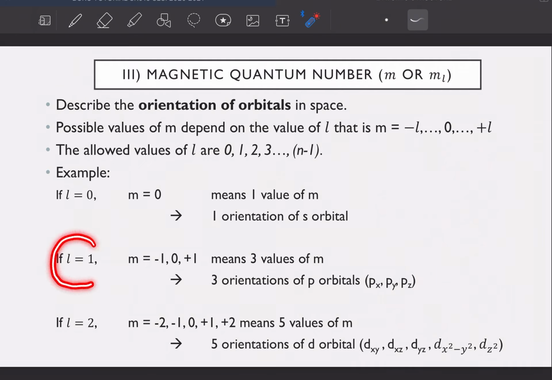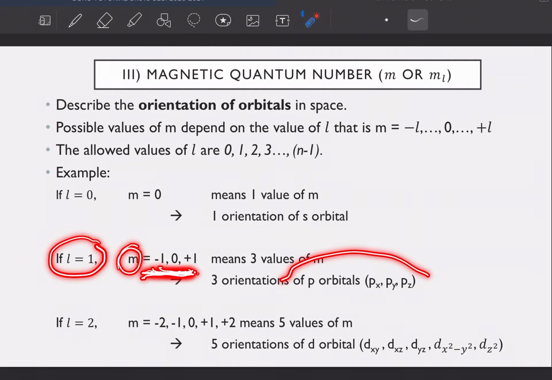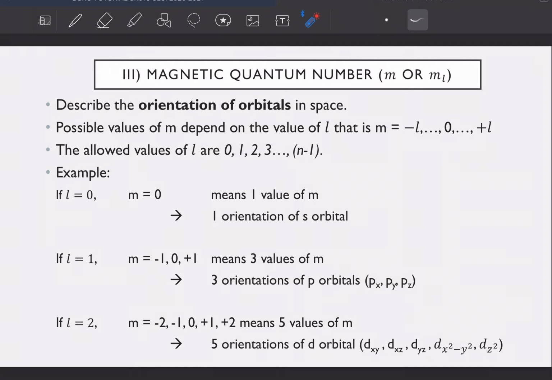Okay, unlike when L is equals to 1, which is p orbital, we know that it is dumbbell shape macam ni. Okay, it can have minus L, what, 0, plus L. So in this case, you can have minus 1, 0, and plus 1 possible values for M. So that means you have 3 values for your magnetic quantum number. Okay, 3 values meaning 3 orientations of your p orbital. So this actually refers to px, py, and pz. So asal awak ada L equals to 1, you will have 3 possible values of M, so you will have 3 orientations of your p orbital, which is px, py, pz.